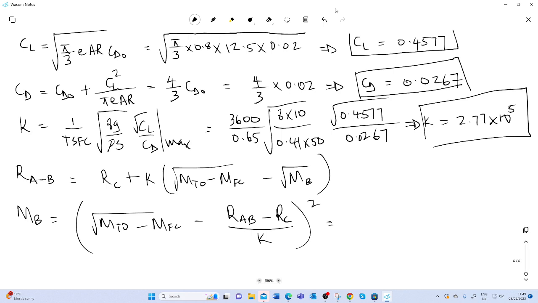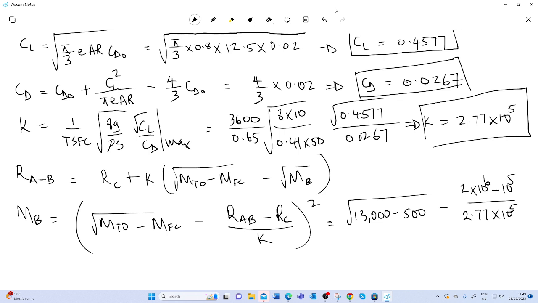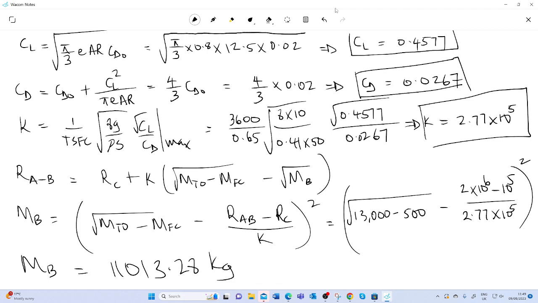And this will give us 13,000 minus 500 minus 2 × 10^6 minus 10^5 over 2.77 × 10^5. Our MB eventually becomes 1101.28 kilogram.